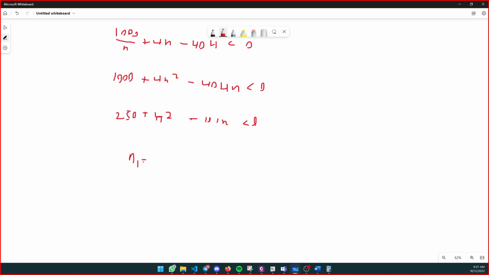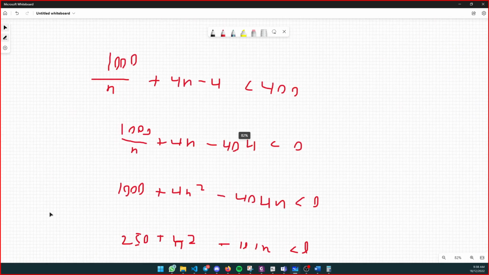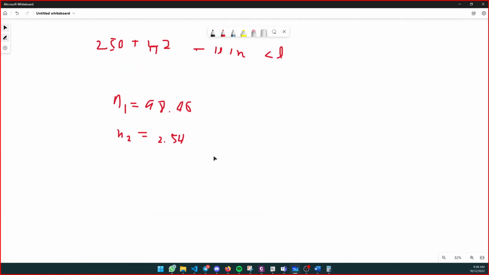Okay, n1 equals, it's a long number, but I think in the calculator you'll get it to 4 significant figures: 98.46, and also 2.54. I tried just now using 4000. I didn't get a complex number, so it cannot work. Okay, so what does this mean? Remember, this is a range. This is the range of values that n can exist in.